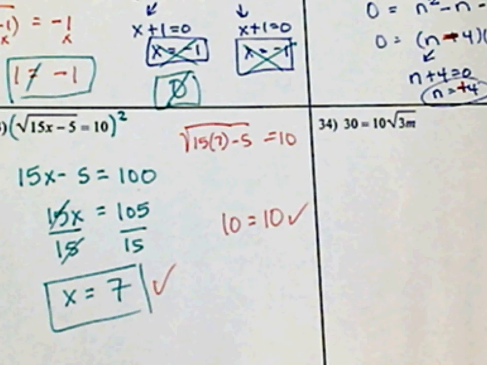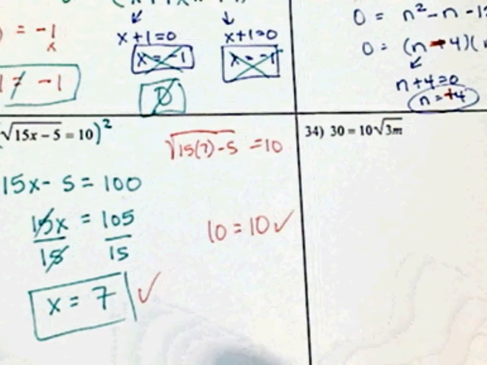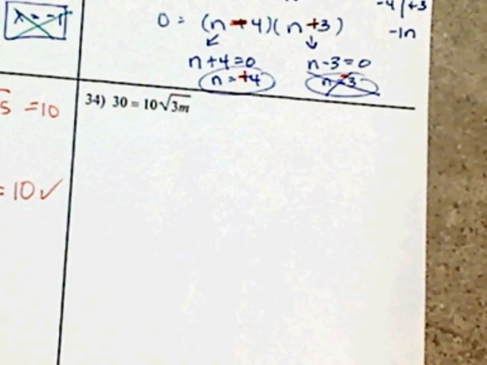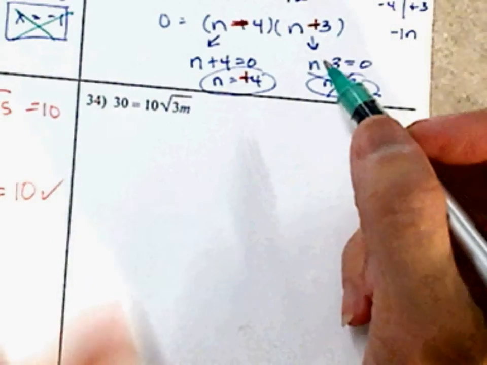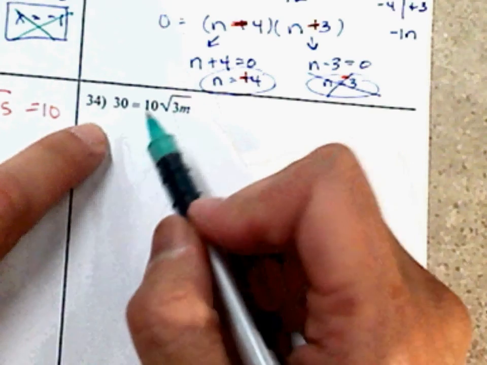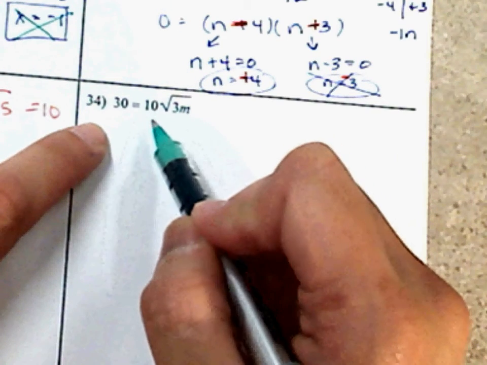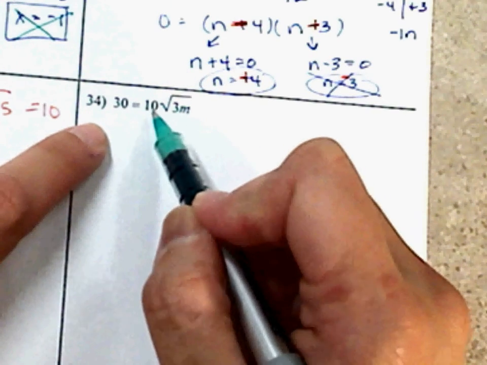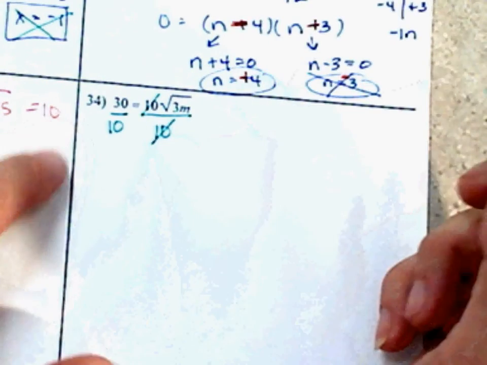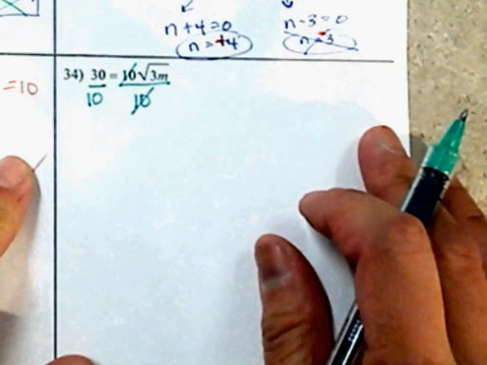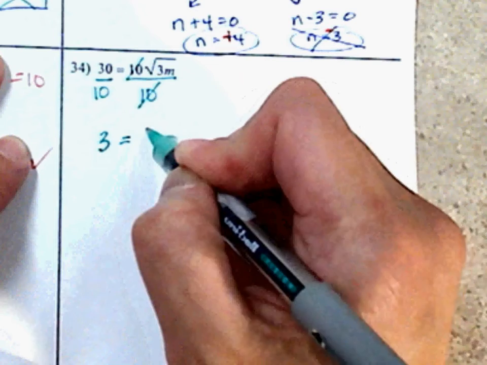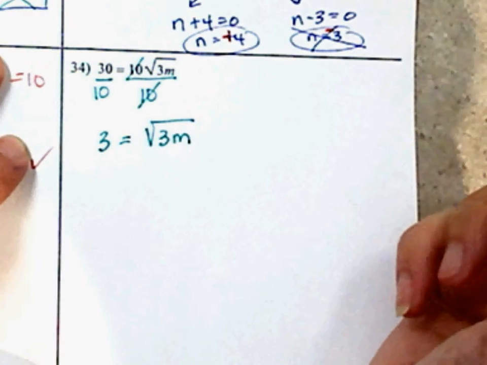Number 34. All right, you might want to pay attention to number 34 because you need to see what they are doing, okay? On number 34, you have 10 times the square root of 3m. Now, is 10 an outside number? You got to get rid of it. What's the opposite of multiplying right here? You divide. So you divide both sides by 10, okay? When you divide by 10, this is what you have. 30 divided by 10 is 3 equals the square root of 3m. Did you guys see how I got rid of the 10 first?